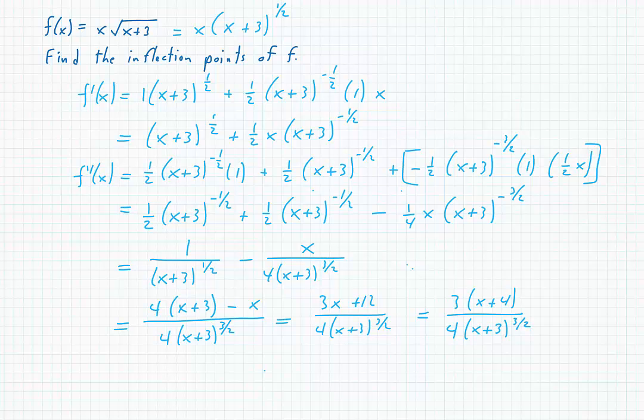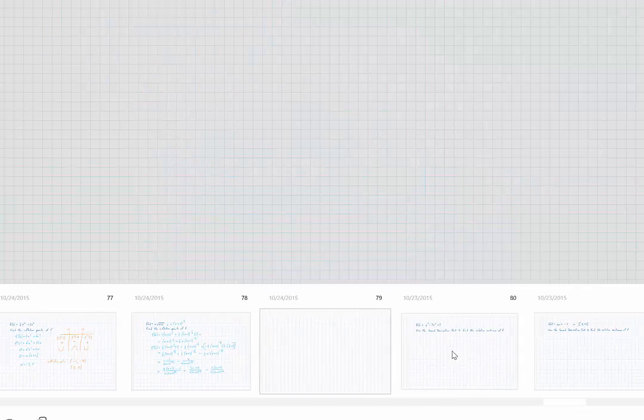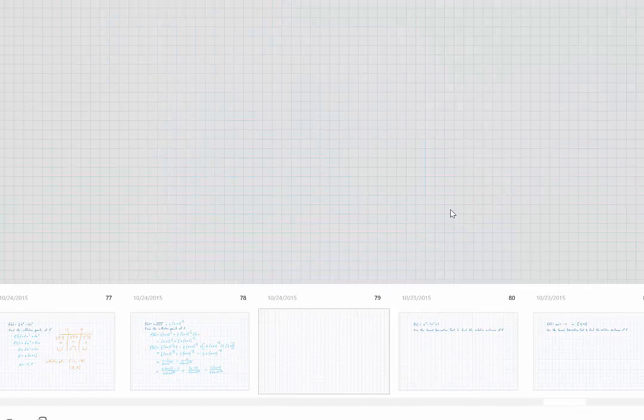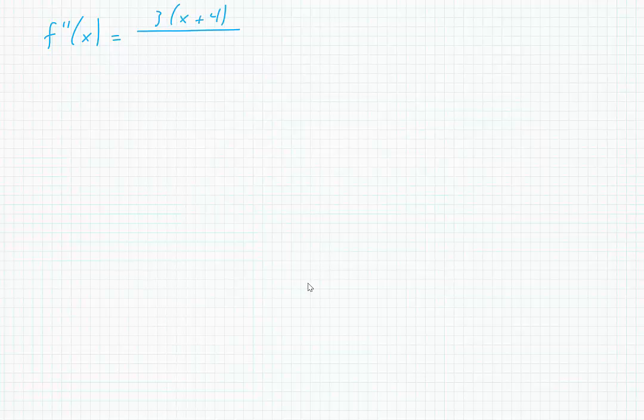So let me create an extra page here real quick. We'll add one in, and we'll go there. Now let me flip back just for 1 second and make sure that I can write this down. So f double prime of x we have found to be 3 times (x plus 4) divided by 4 times (x plus 3) to the 3/2.